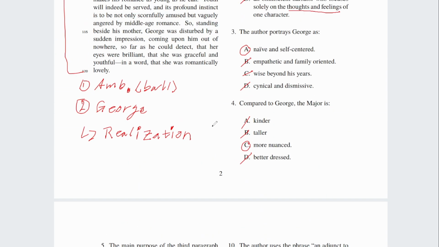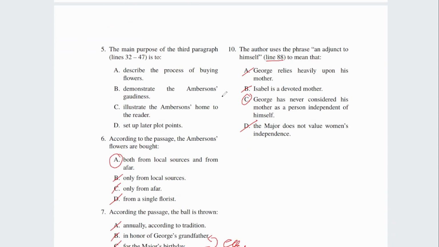And especially if we remember the structure that we want to think about, the first part of our structure is about the Ambersons and the ball. We're learning what kinds of people they are. It's not really about the flower buying process. Demonstrating the Ambersons' gaudiness seems like a fantastic answer choice, right? We're learning that they need to decorate in such a way. They don't have enough flowers in the entire town to really adorn their house the way that they need to.